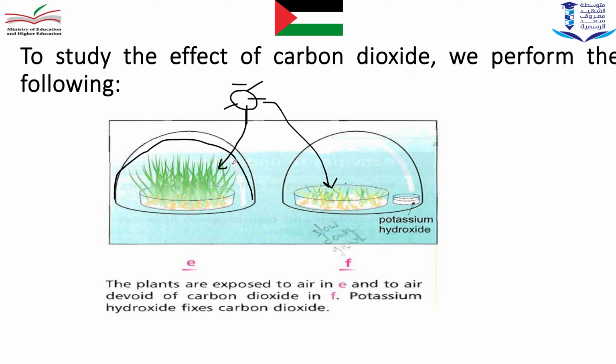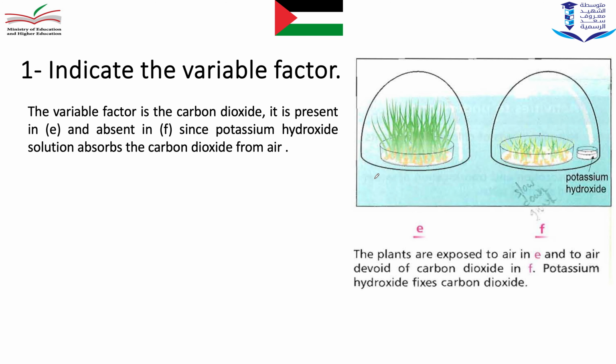So the carbon dioxide here is present in this air, but we put here potassium hydroxide. It's a solution that absorbs carbon dioxide from air. So this air here is deprived of carbon dioxide. You can see the difference between this experiment and this experiment. Here we have carbon dioxide, but here there is no carbon dioxide. So the variable factor is carbon dioxide, which is present in E and absent in F.